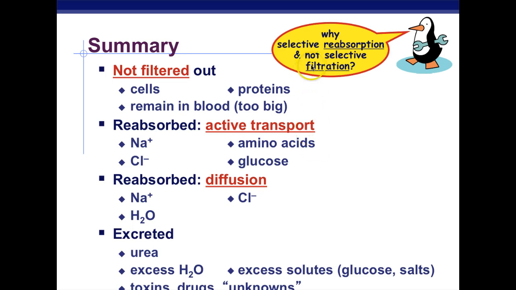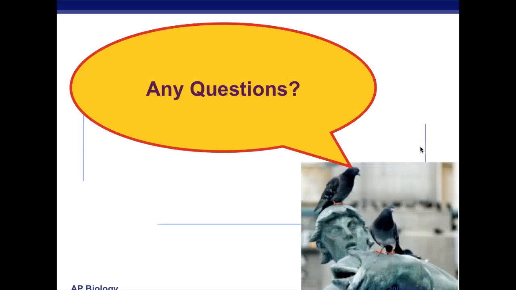So why selective reabsorption and not selective filtration? It's actually easier to take everything out first and then selectively reabsorb things as needed by concentration gradients.